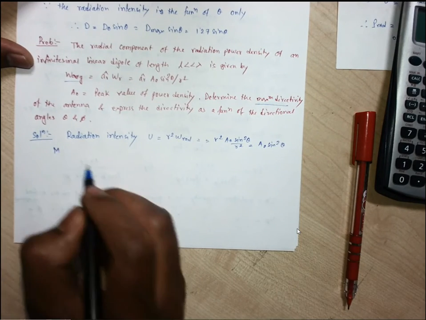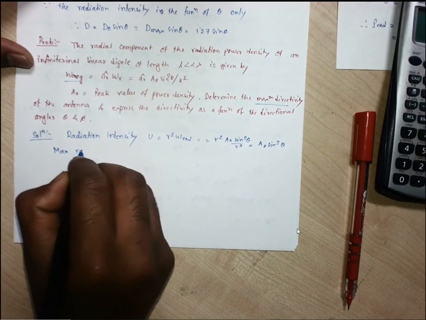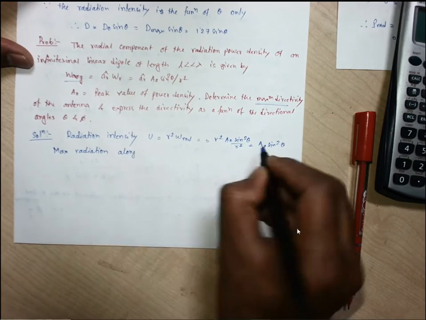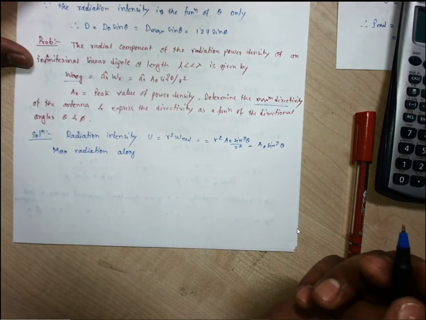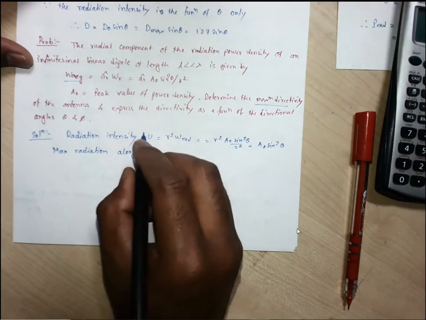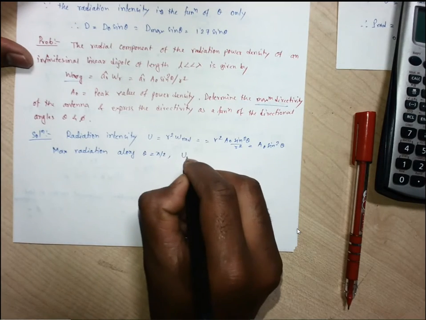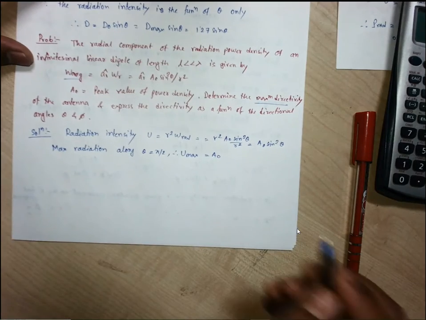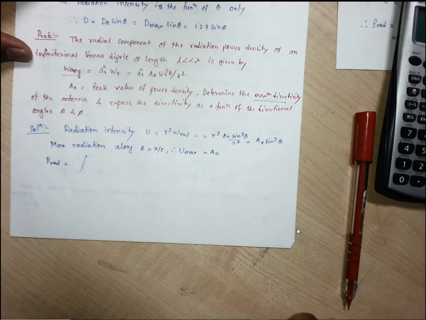So we need to find out the U max. So maximum radiation along, obviously to make this quantity maximum we need to take theta equals 90 degrees, that is theta equals pi by 2. So this U max is again A naught. So therefore P rad, we are having the U with us.